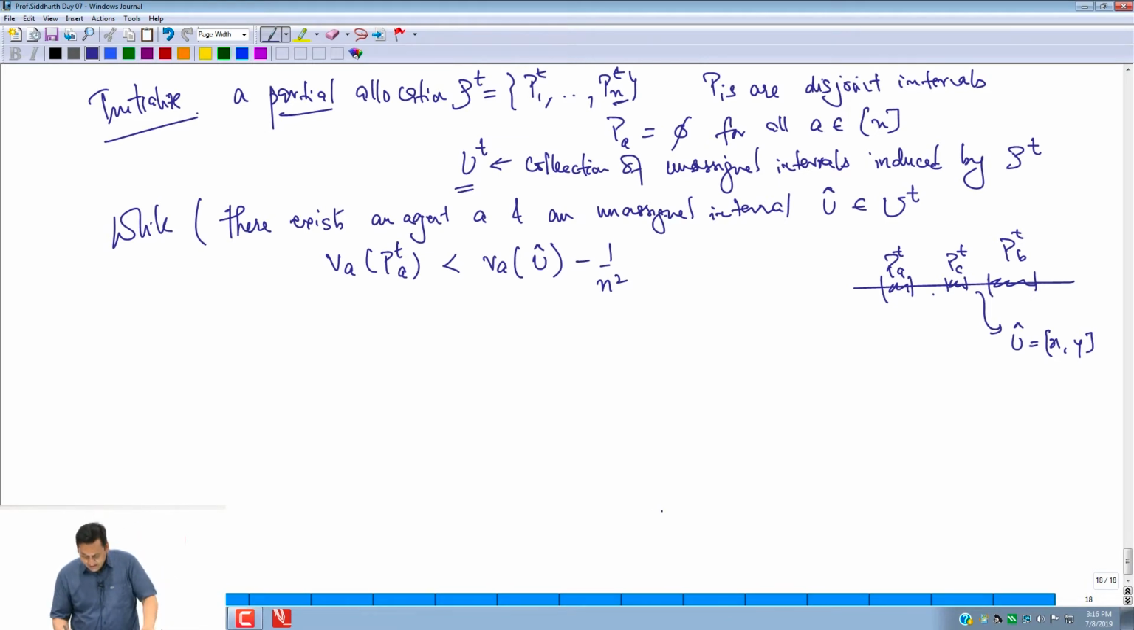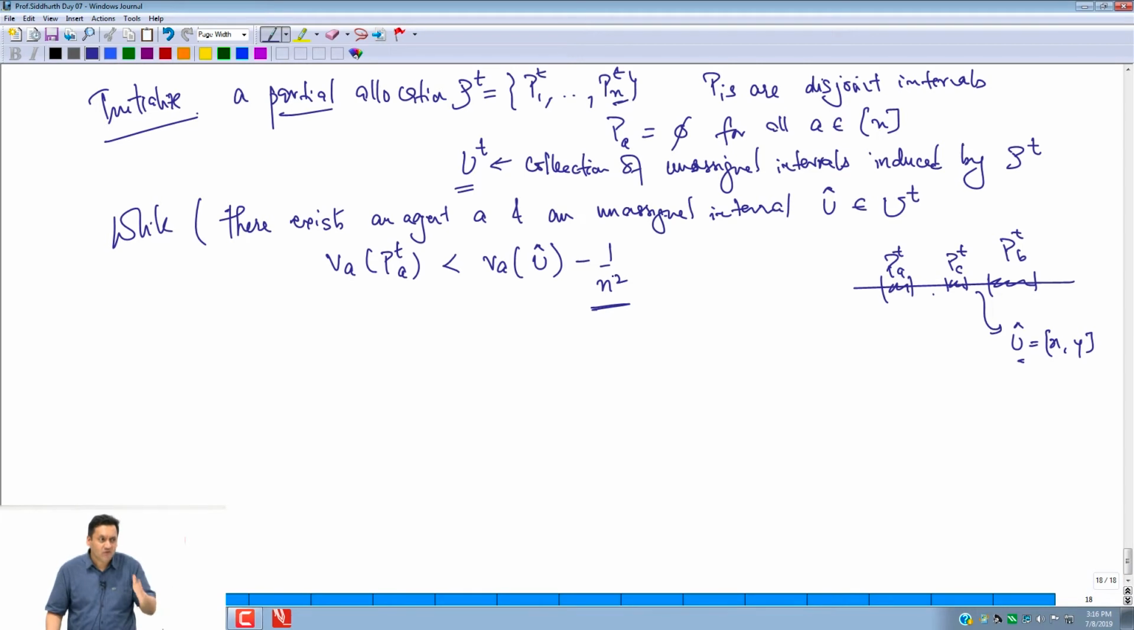this agent A looks at the current interval that's been given to it and says that, you know what, my value is in fact not only less than this piece of cake that's left on the table, but it's in fact less by a little margin. The rationale for the margin will become clear towards the end. It's just to make progress every time. So in particular, this means that if A were to relinquish this piece PA, the one currently assigned to it, and move to this U hat, its value will actually jump up by 1 over n square. Right, that's what it says.